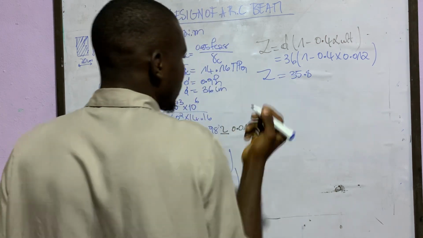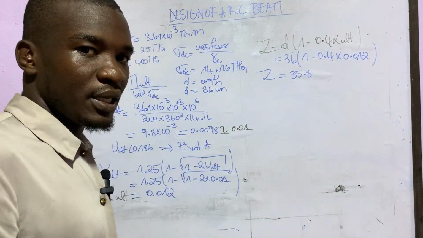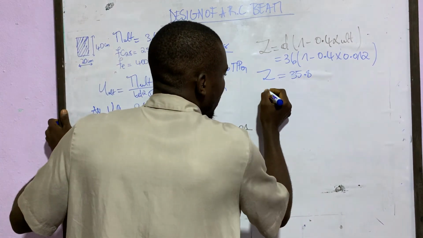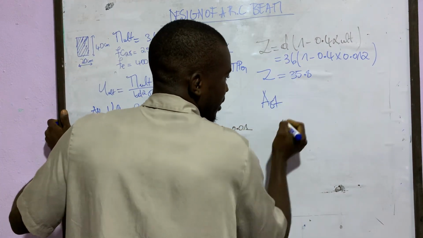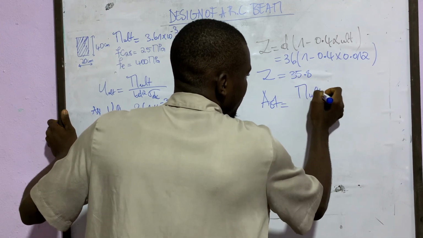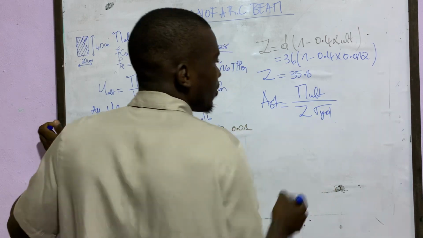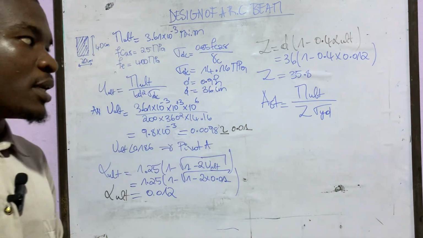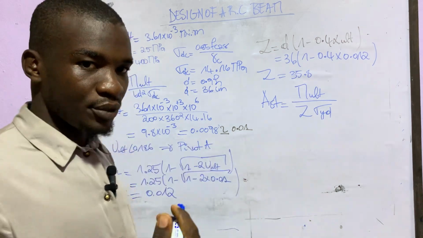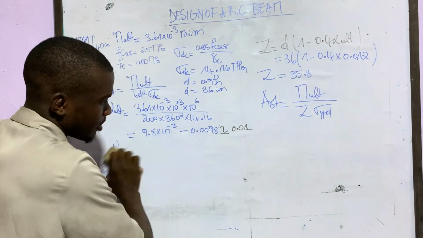This is our Z. So when we have this Z, we can now compute the area of our steel. The area of our steel, this AST, is equal to what? It is equal to our M ultimate divided by Z sigma YD. Sigma YD represents the design strength of steel, which we are to compute. So we can erase this part.